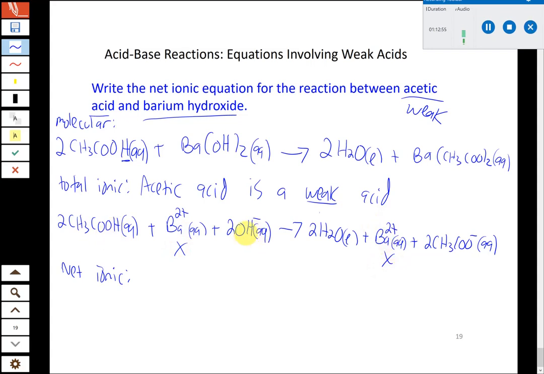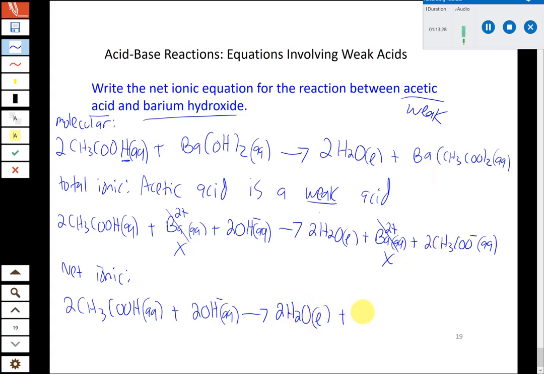We don't have OH-, we don't have that on the right side. Acetate, we don't have on the left. So there's only one spectator ion, which is barium 2+, which means that's all we have to get rid of for the net ionic equation. So our net ionic equation is going to be 2 acetic acids, 2 OH minuses, and then on the product side we have 2 waters and 2 acetates.